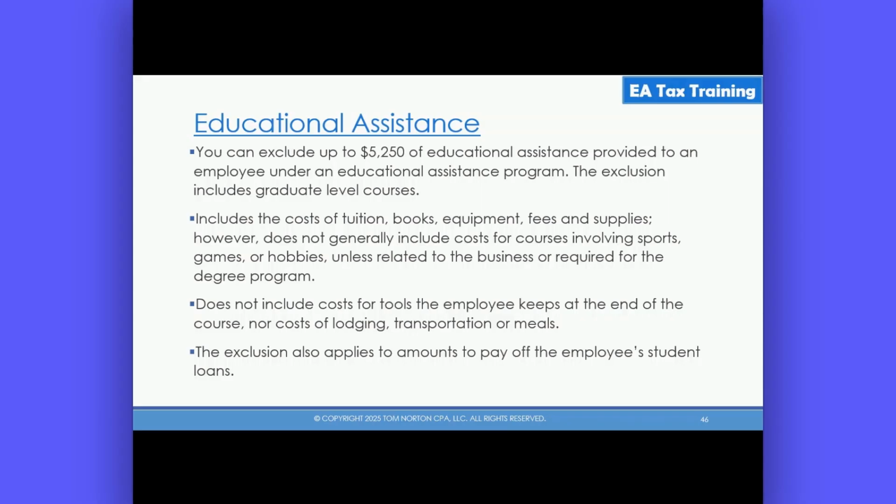So that's been added in the last few years, and that's kind of nice. So if you've got an employee with a student loan, you can pay up to $5,250 of that loan off every year without including it in their income.